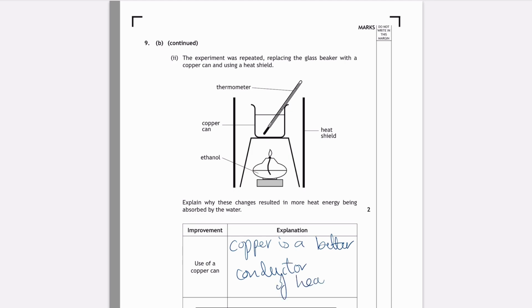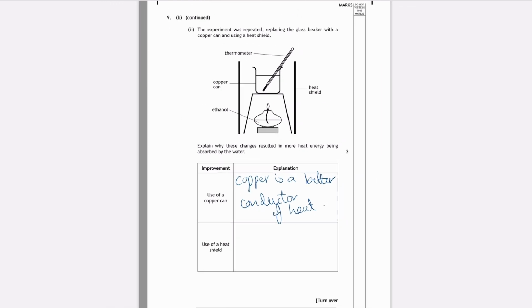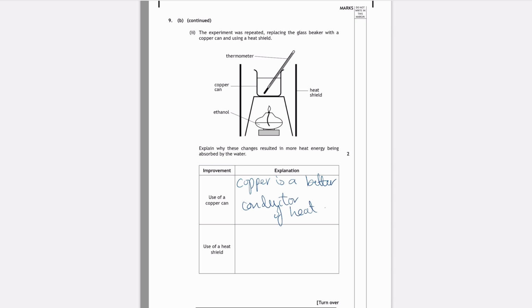It's always important to be very clear in your answers and try not to leave any room for confusion. So make sure you name everything you're referring to. And then the heat shield, it prevents heat loss to the surroundings. It's important that you say it's to the surroundings.